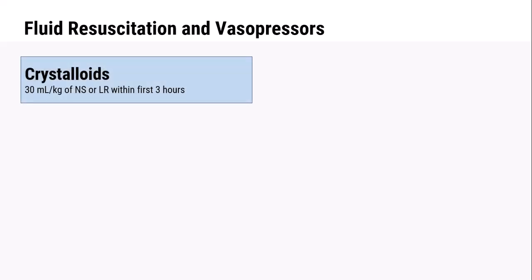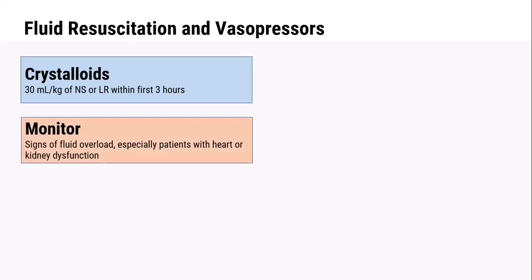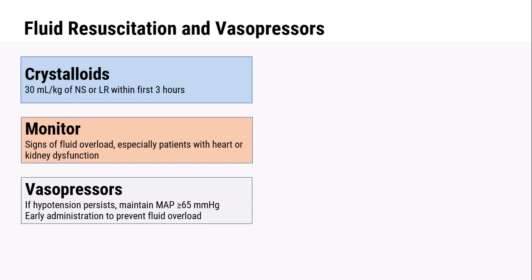Fluid resuscitation is the first line of treatment to improve tissue perfusion in sepsis. Administer 30 ml per kilogram of crystalloid solution, such as normal saline or lactated ringers, within the first 3 hours. Be mindful of fluid overload, especially in patients with heart or kidney disease. If hypotension persists after adequate fluids, initiate vasopressors to maintain a mean arterial pressure of at least 65.